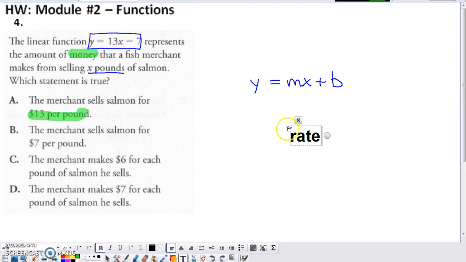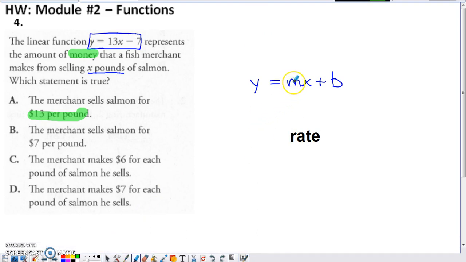And what we've always said about rates when they pertain to lines is that rate and slope go together, right? So these ideas work with each other, rates and slope, interchangeable, right? So is the slope of this linear function 13? Is the rate that he's charging for the fish $13 per pound? Yeah, it seems to make sense.